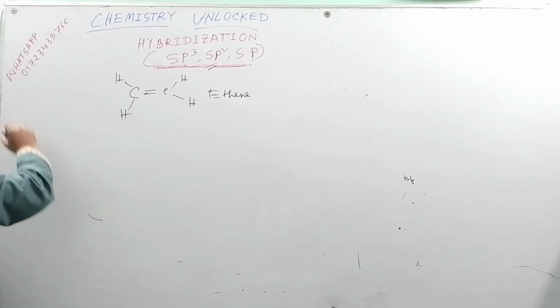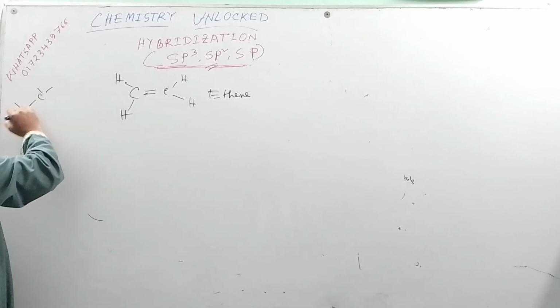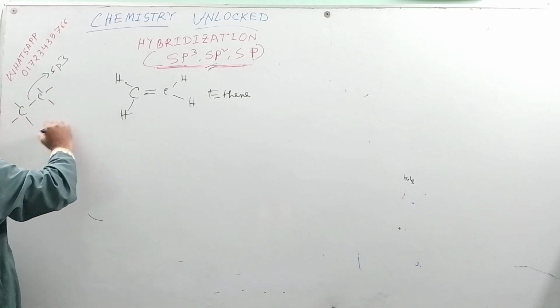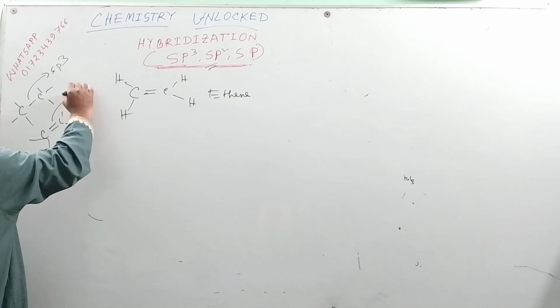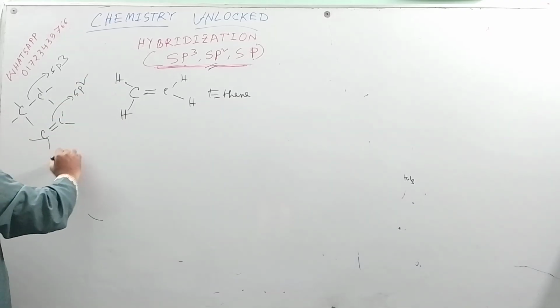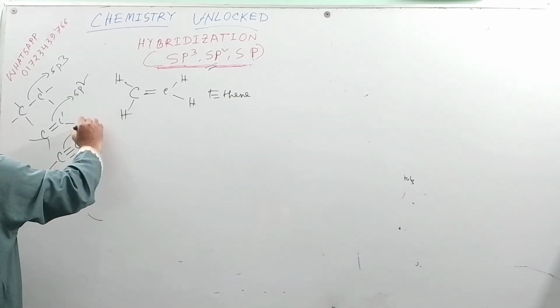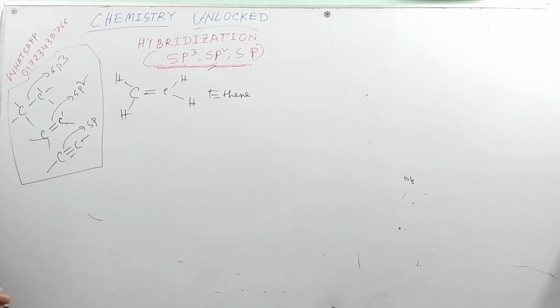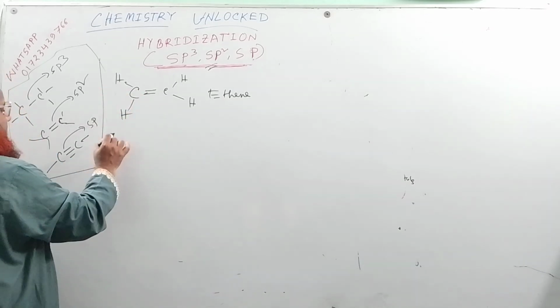Another technique: when there is a carbon-carbon single bond, it is sp3. When there is a carbon-carbon double bond, it is sp2. And when there is a carbon-carbon triple bond, it is sp. Dear student, try to remember this. Carbon-carbon single bond is sp3, double bond is sp2, triple bond is sp. Okay, now we will try to solve it.